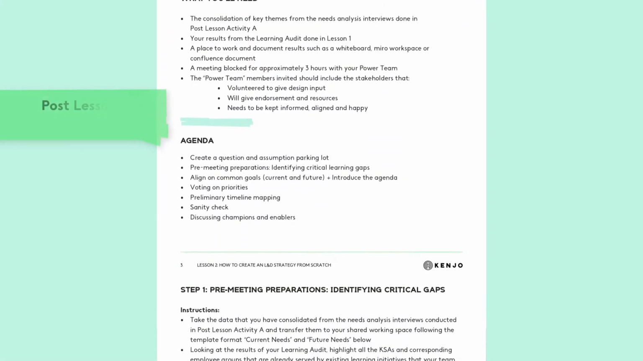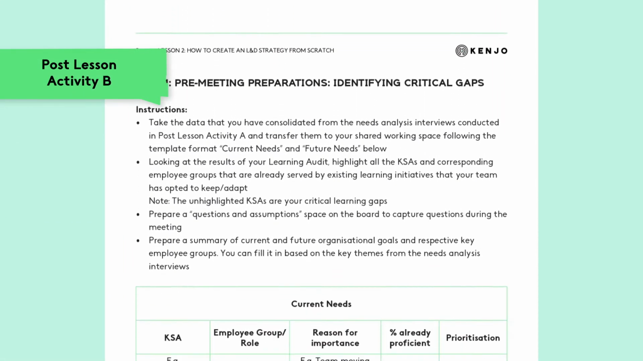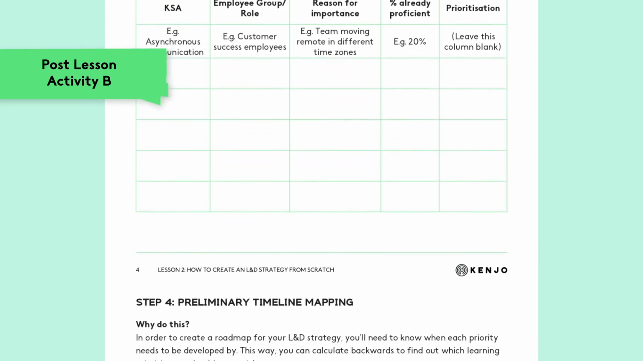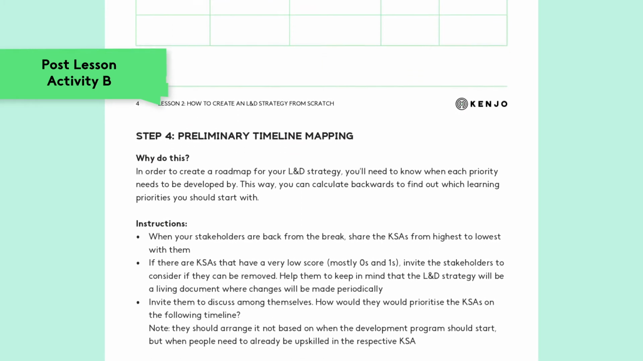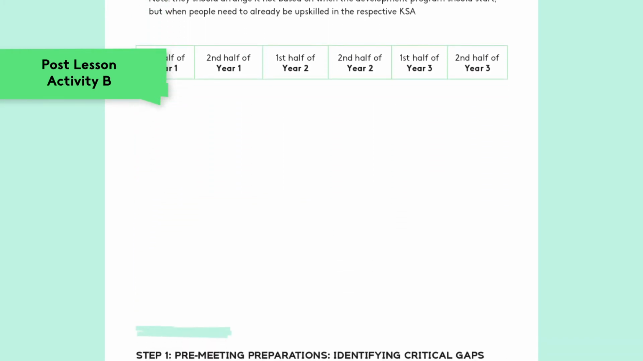This time, your mission is to facilitate a prioritization exercise with your power team. The goal of the prioritization exercise would be to align your key stakeholders on the learning priorities for the organization. The exercise will also create space for your key stakeholders to have important discussions around the organization's learning needs.